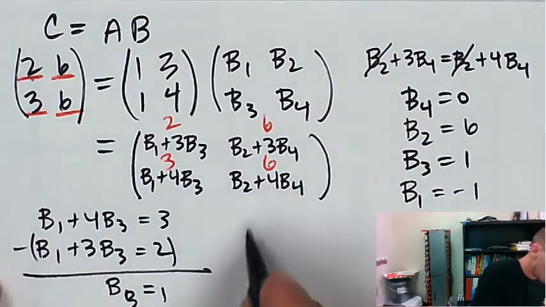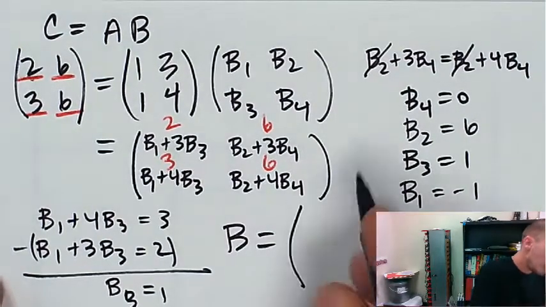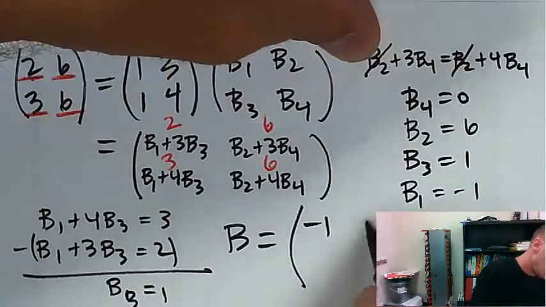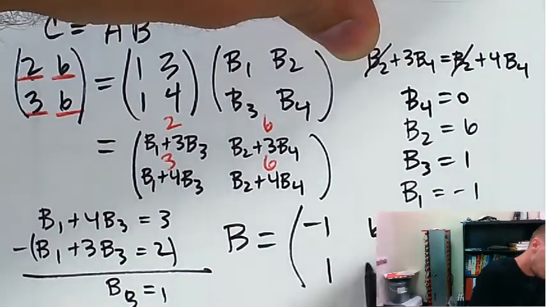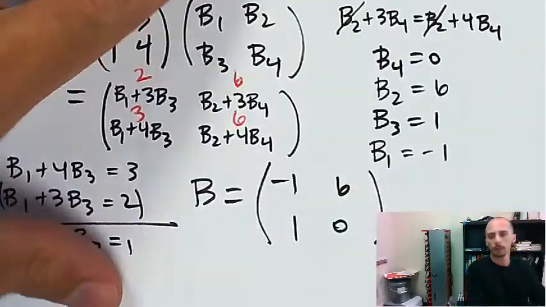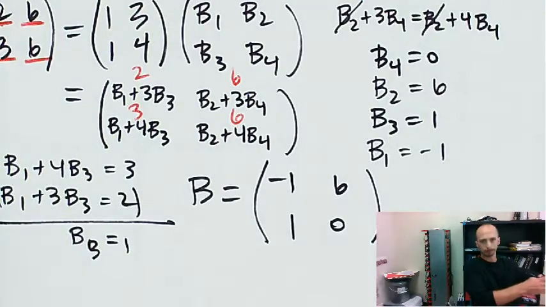So my matrix that I've been hoping to find is B equals [negative 1, 6; 1, 0]. You can't see that, but that's what I meant.